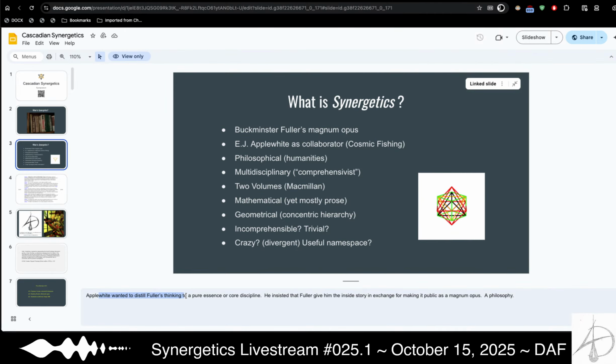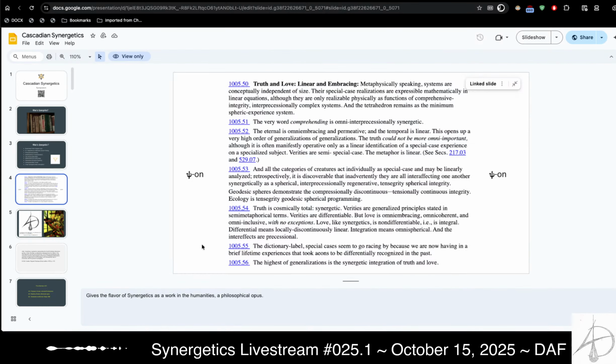Applewhite wanted to distill Fuller's thinking to a pure essence or core discipline. I guess it took the kind of mind like Applewhite to really stick it through and bring these books out. Here's an example of the flavor of Synergetics. So the sections are from paragraph length to sentence length. They are organized according to this decimal point-like notation that is not exactly linear, but it's linearized, if only for printing, if not for deeper numerological significance.